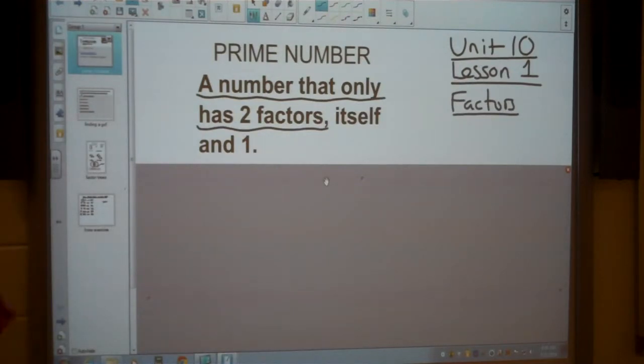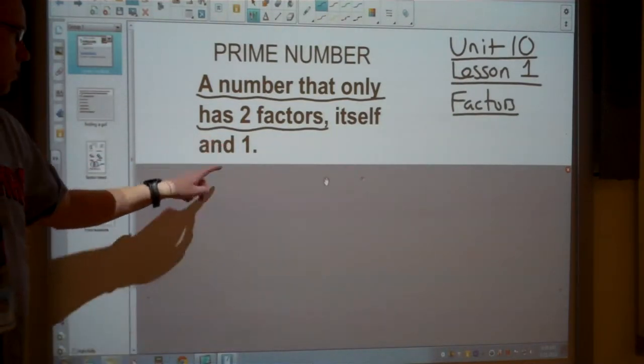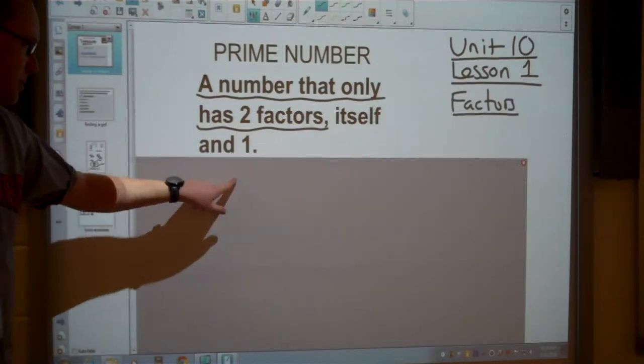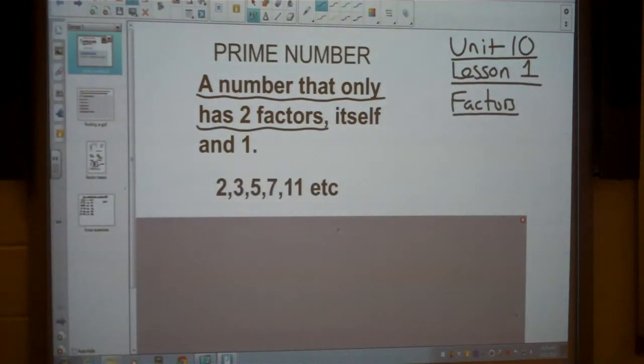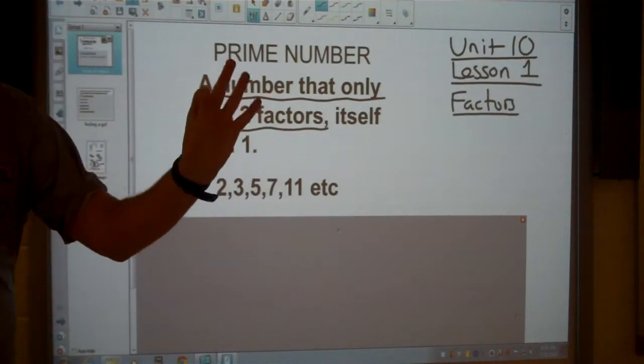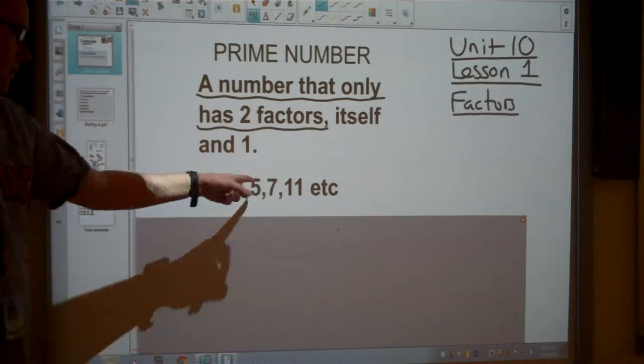A lot of people remember that if you divide a number by 2, it's not prime. However, 2 works perfectly okay. 2 divides by 2, which is itself, and it also divides by 1. So the first few prime numbers are 2, 3, 5, 7 and 11. And the reason that 4 isn't a prime number is it divides by 1, 2 and 4. So there's more than 2 factors. And same for other numbers.